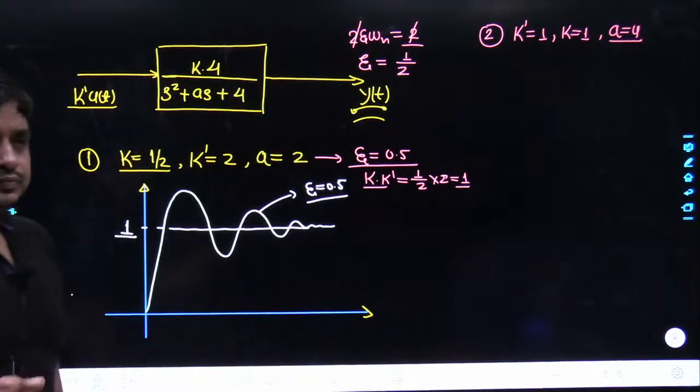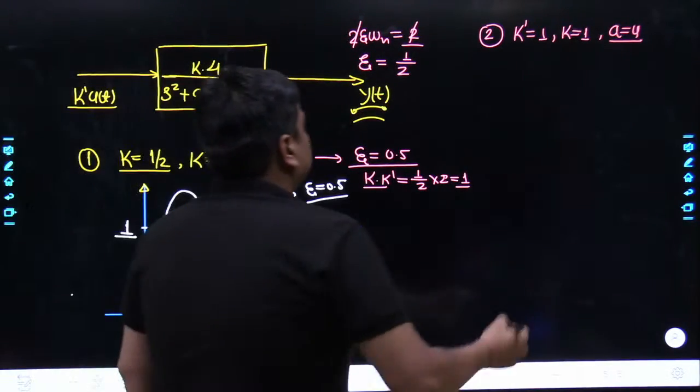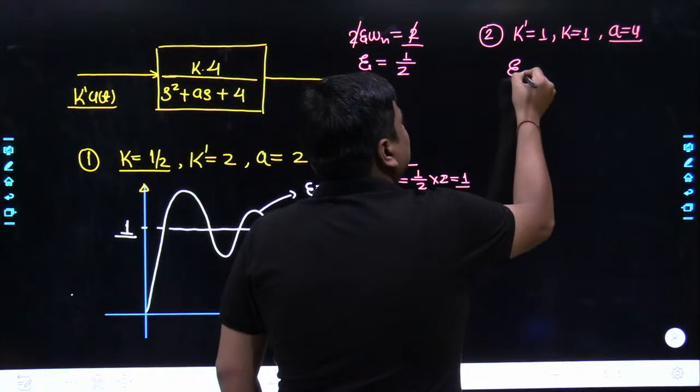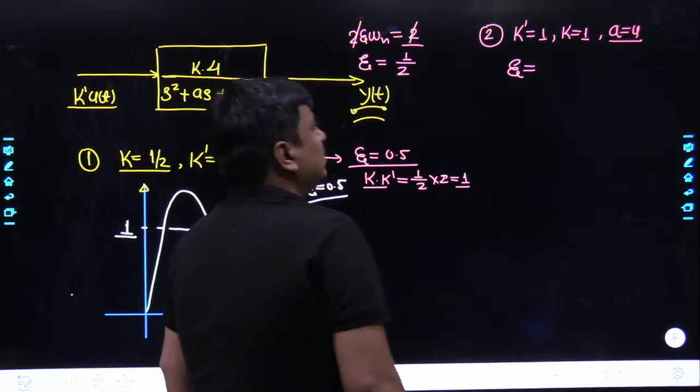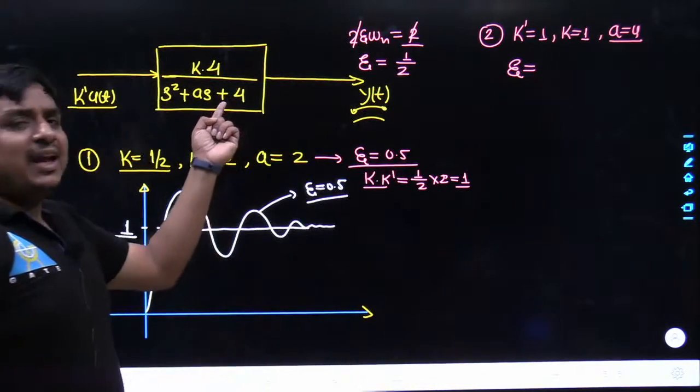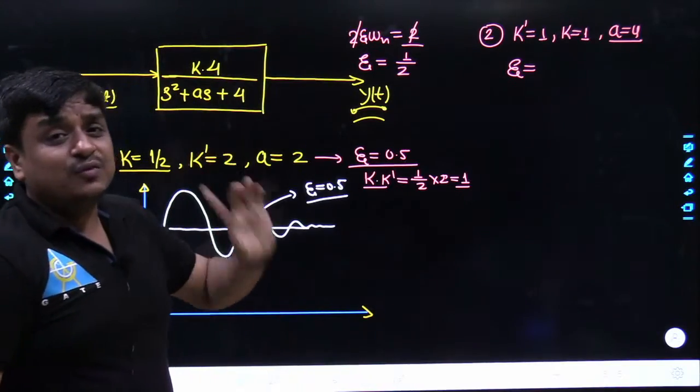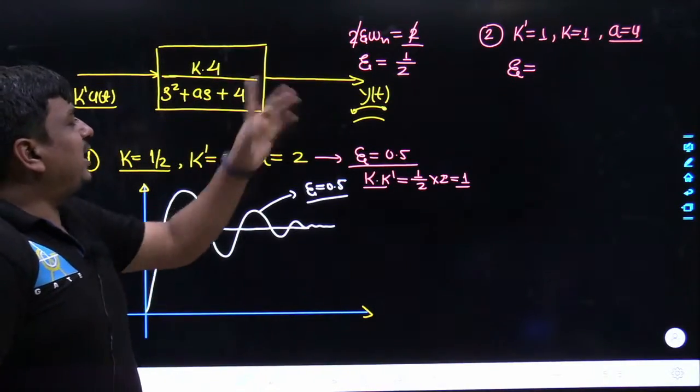Agreed? So you can see very well. Again, first I would be calculating the value of zeta. May I know what would be the zeta over here? Still the value of omega n square is 4, that means the value of omega n is 2, and the value of a has been chosen as 4.